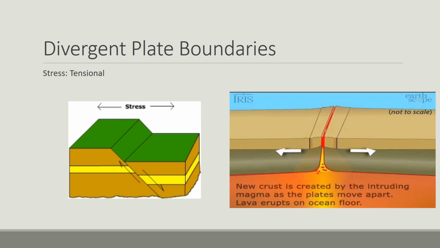We have this occurring in several places around the globe. When we look at a plate tectonic map, which you have seen in your text, you will notice that you have arrows pointing in opposite directions. That's giving you a key that we have a divergent plate boundary.